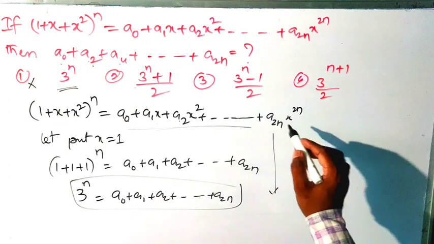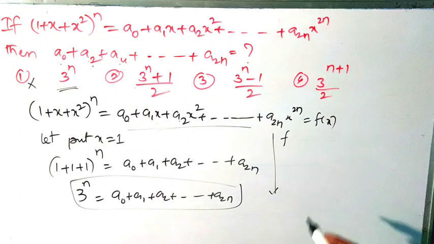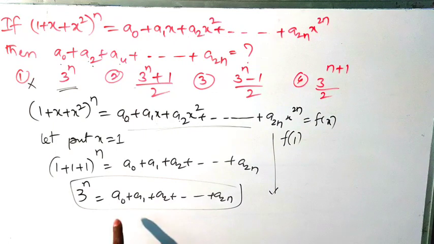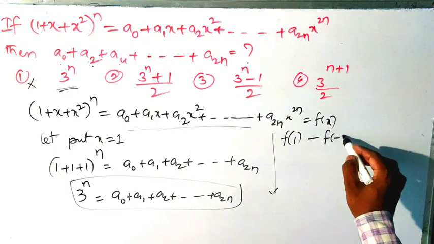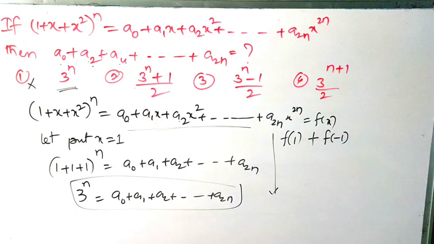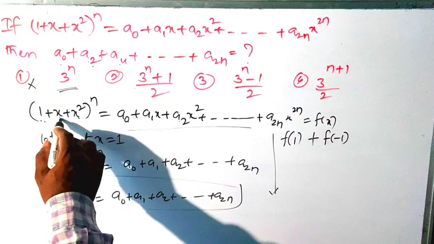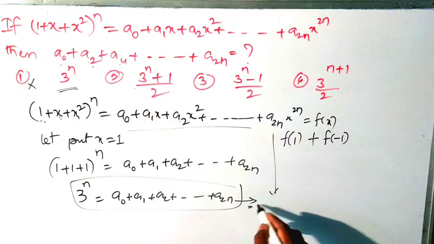See here, the given expansion is taken as f(x). So we substitute x = 1, which gives f(1), that is nothing but this one. Then put x = −1, and we get f(−1). We are adding those two expansions. Put x = −1: (1 − 1) whole square is nothing but plus 1. So remember this value.